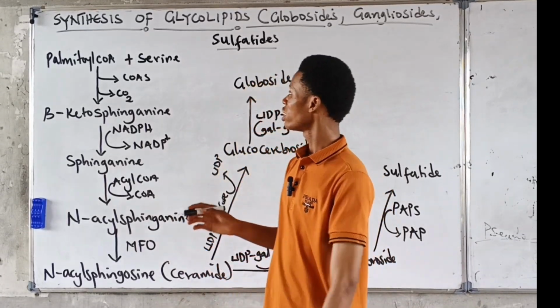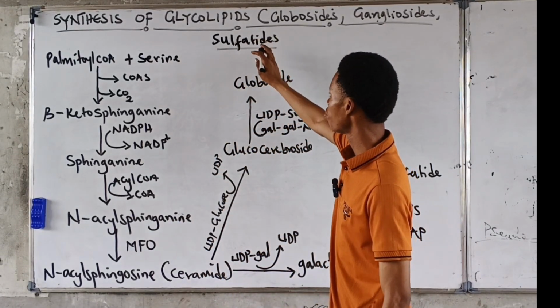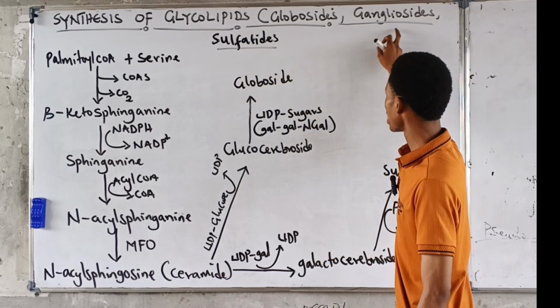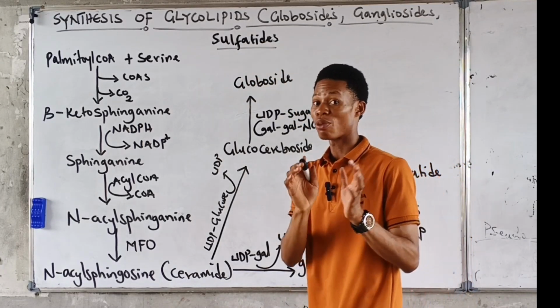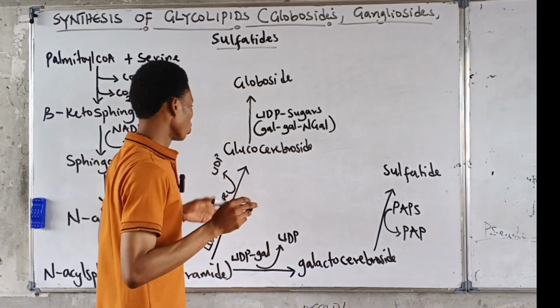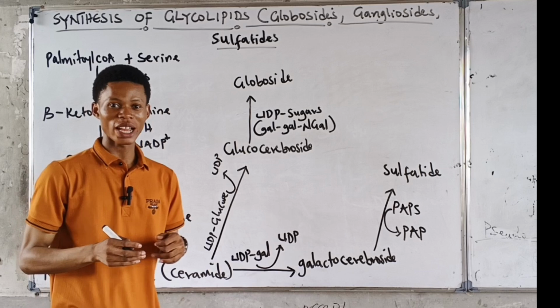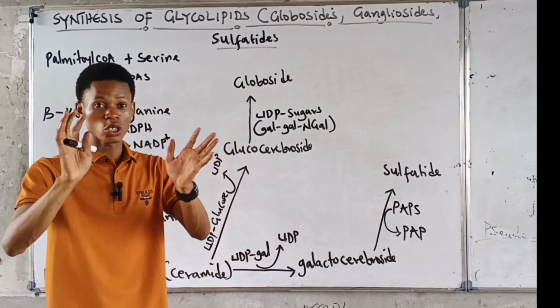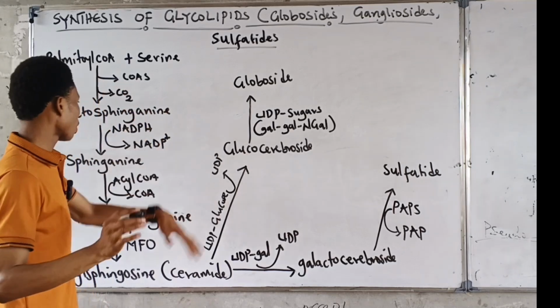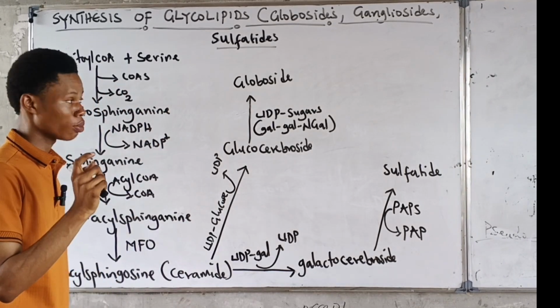Today I'm going to be talking about the synthesis of glycolipids. We're going to be looking at how to synthesize globosides, gangliosides, and sulfatides. And I promise I want to keep this as simple as possible. Some of you say you don't like pathways, but this one is not boring, this one is not broad, it's still short. So just forget about the board and follow it step by step now.